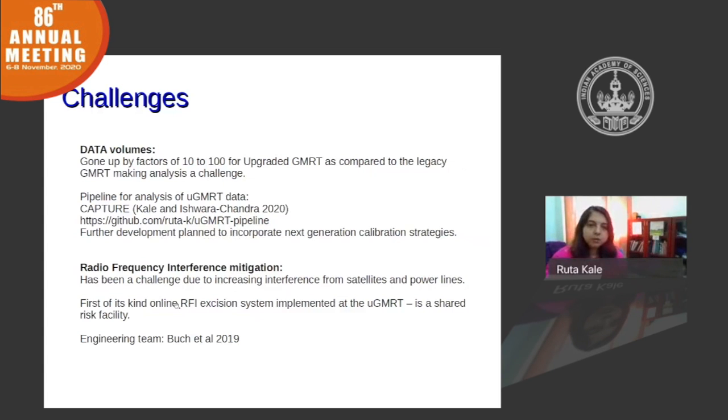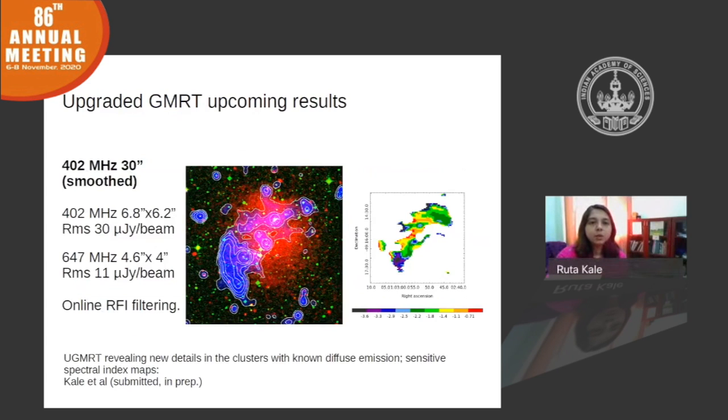The other thing which we are doing to improve the sensitivity of the instrument is to mitigate radio frequency interference, basically terrestrial or satellite signals created by man which are interfering with our astronomical signals. We have a new system implemented by the engineering team which we have commissioned and is recently being used. There are many new results coming up with the upgraded GMRT, and we have the most sensitive images in these frequency bands. This is just a glimpse of the upcoming results.